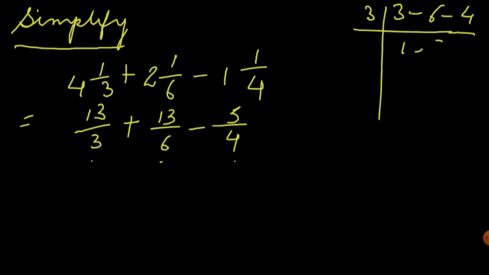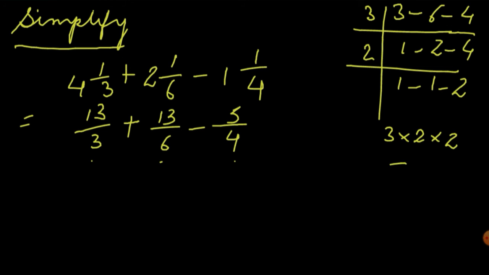3 1s are 3, 3 to the 6, 4 is there. Now 2, 2 1s are 2 and 2 2s are 4. So LCM is 3 into 2 into 2, it is 12. So let's take 12 as the LCM. Then again the same process: divide by the denominator, multiply. Divide and multiply. So 12 divided by 3, that is 4.